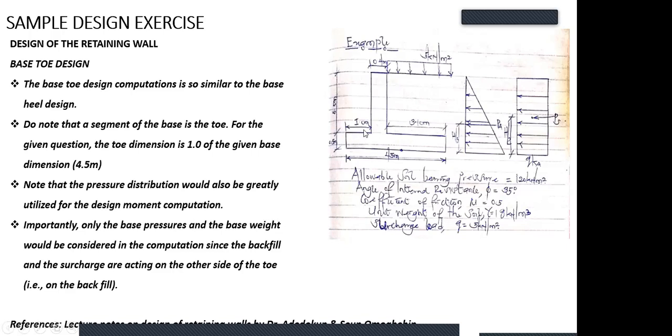So it's only the base weight, and that base weight is a segment of the base weight, which is what? 1.0 over 4.5 times 54. So those are the things: one vertical force, that is your base weight, and your base pressure. That's what will give us our design moment for our toe design. Now you will see where it was corrected, it is over 3 now. Now you will see this is minus 54 over 1.0.